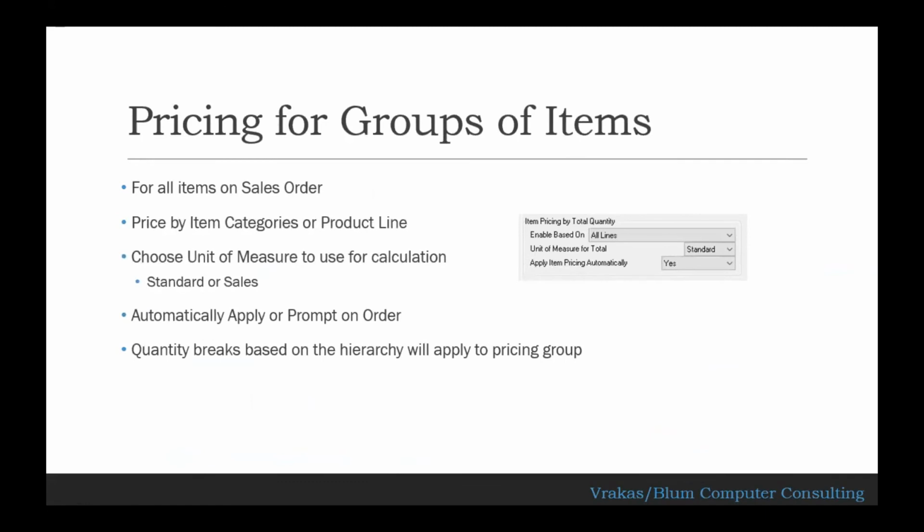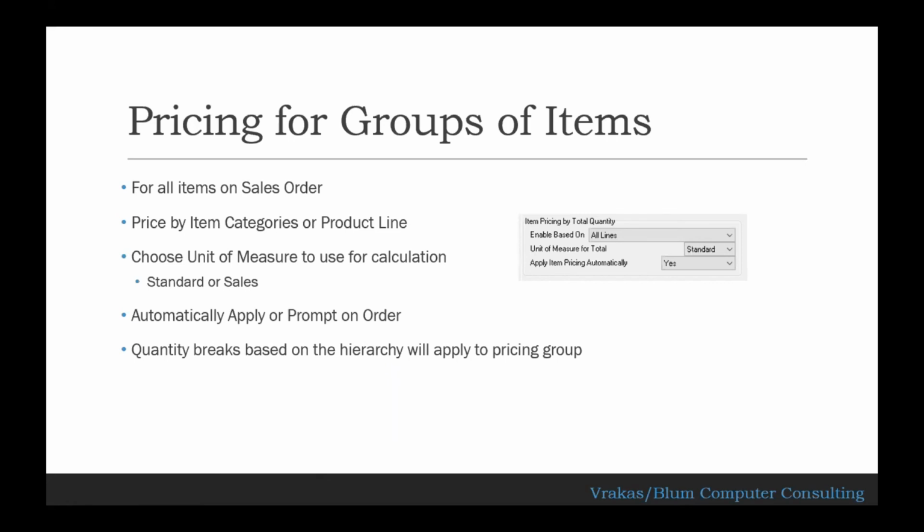And then finally, we have pricing for groups of items. So this is a newer feature, not super new, but newer, that allows us to do quantity breaks for groups of items. This might be helpful for some people, but it's a pretty broad stroke here. So, consider if this is something that will work.